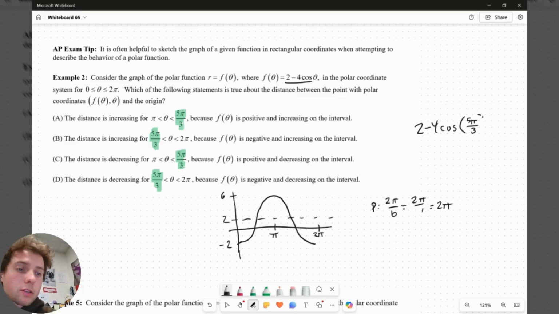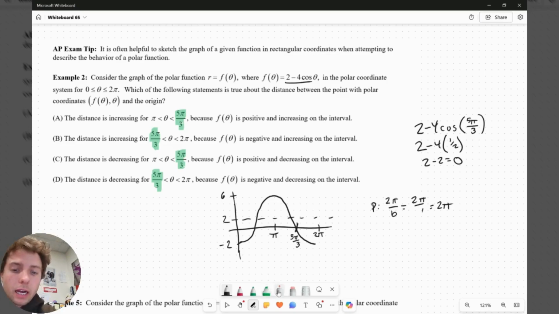5 pi thirds, you could analyze where that is on the unit circle and get a value of 1/2. So this is 4 times 1/2, which is 2. 2 minus 2 gives us 0. So that must be this spot here that we get an x-intercept at. Okay, well now we have all the coordinates that we need based off these answer choices. Well, let's go ahead and analyze each of these.